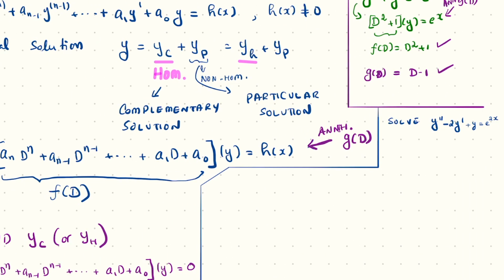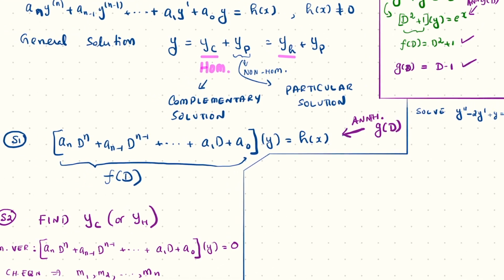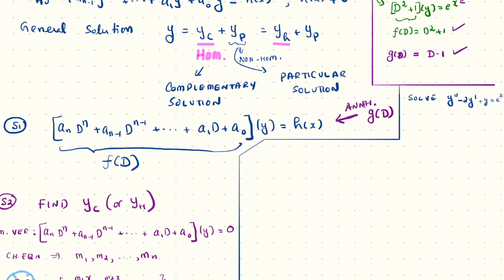So step number 1, let's write this in operator form. I'm just going to follow these steps, just like we had earlier. Step number 1 is the operator form. In this case, that would be d squared minus 2d plus 1 of y is equal to e to the 2x. Let me identify my f and g. This is my f of d. That's simple.